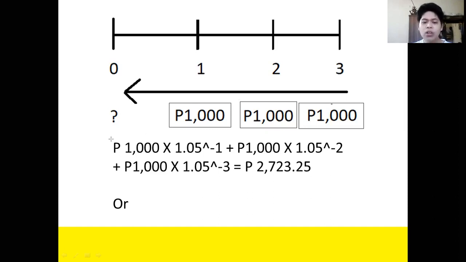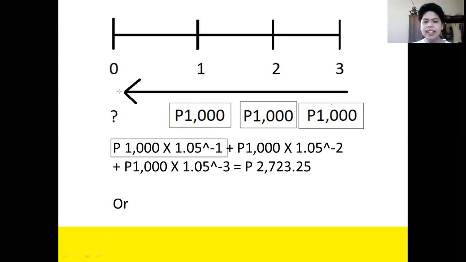Kaya ang formula, 1,000 times 1.05. Bakit 1.05? Diba yung interest rate, 5%. Raised to negative 1. Negative 1 kasi isang period. And then, eto naman, 1,000 pesos times 1.05 raised to negative 2. Bakit negative 2? Kasi isa, dalawa. So, dalawang periods siya from today.